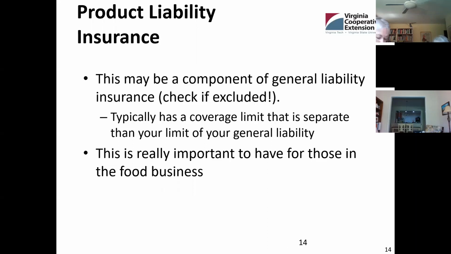So like I said, many people's general liability may have this product liability insurance, but not necessarily. So you want to make sure if you do have product liability insurance. Typically, if you have this under your general liability insurance, it has a coverage limit that is separate from your limit for your general liability. So for your general liability, maybe you have a limit of $1 million, and maybe you have a separate limit of an additional $1 million for your product liability. So here I just have the point that this is really important to have for those that are in the food business. If you are selling food, you're in the food chain, you should be strongly considering having this product liability insurance.